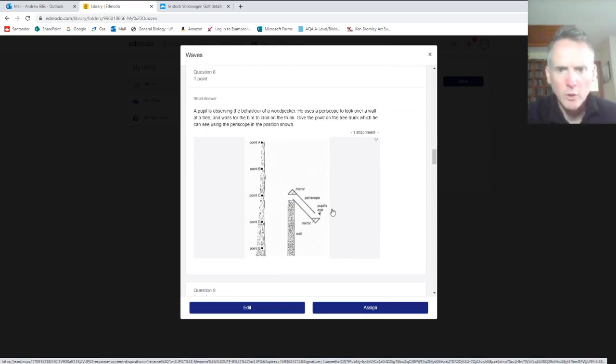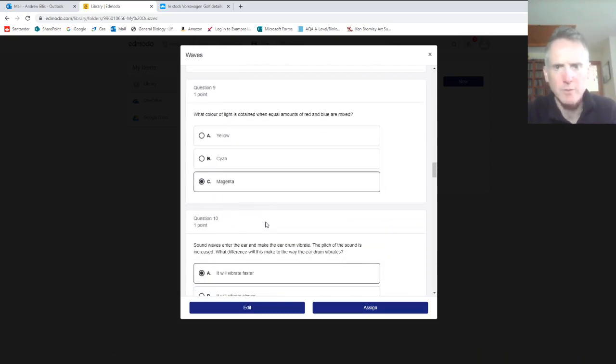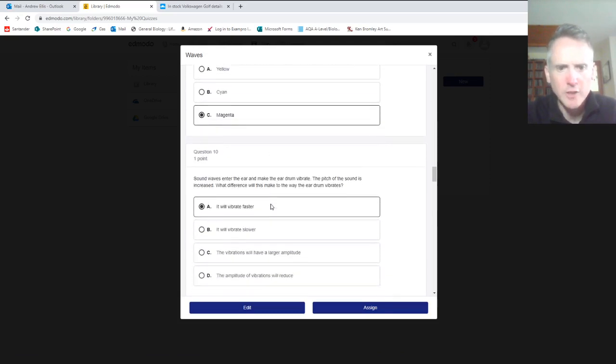So the pupil looks through. Again, it'd be easy if you had it on paper, but if you drew a line there and up to here and up to here, it comes to point D. A lot of you put point E, but if you draw a line through there, it's going to get blocked by this wall. So yeah, it's point D. What colour of light is obtained when equal amounts of red and blue are mixed? It's magenta. That's just knowledge.